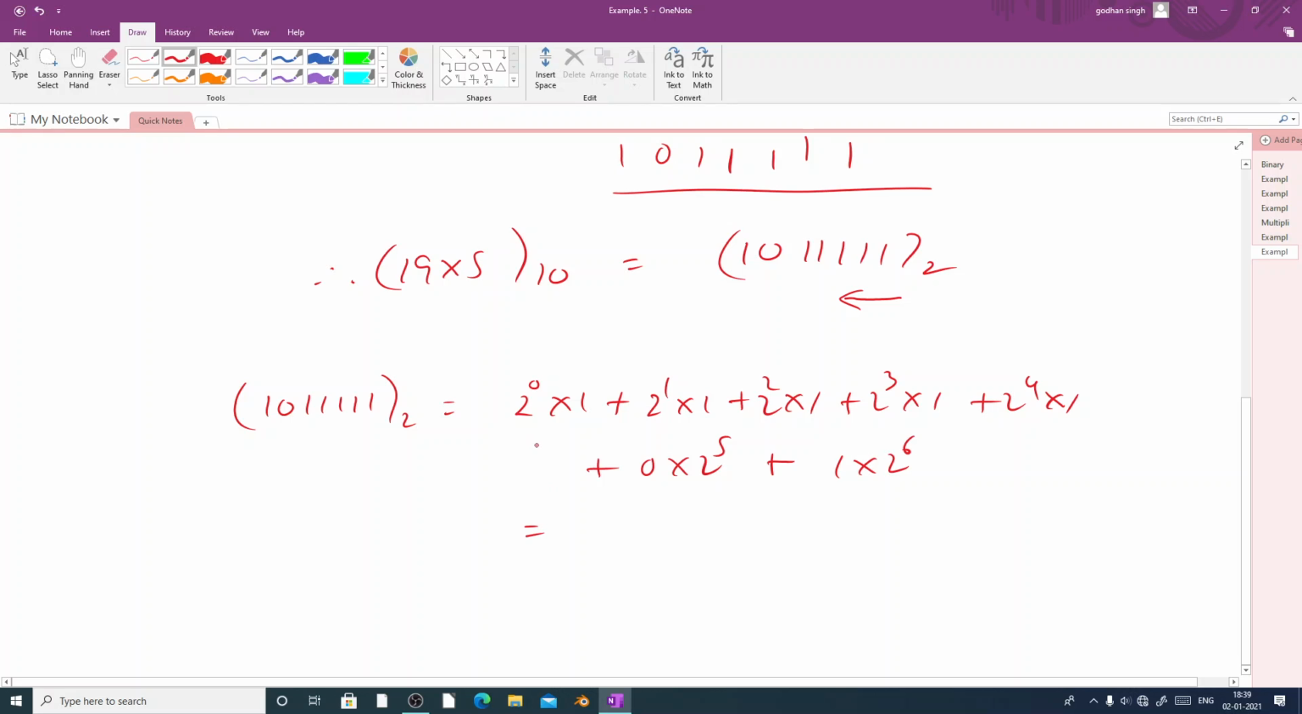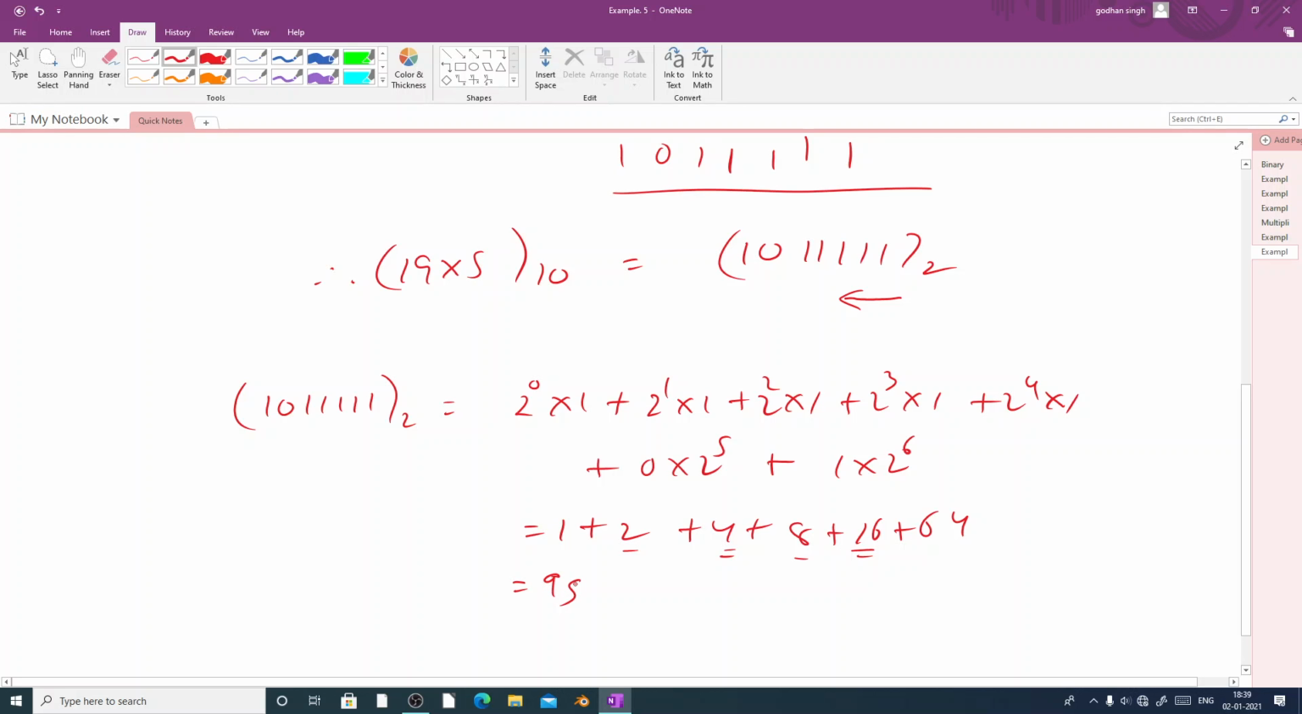So now we simplify it. 2 raised to 0 is 1, so 1 into 1 is 1. 1 plus 2 plus 4 plus 2 cube is 8, then plus 16, and this is 0, plus 2 raised to 6 is 64. Now let us add them. 8 plus 2 is 10, then 16 plus 4 is 20, 20 plus 10 will be 30, and 30 plus 64 is 94, 94 plus 1 is 95. So the total is 95.